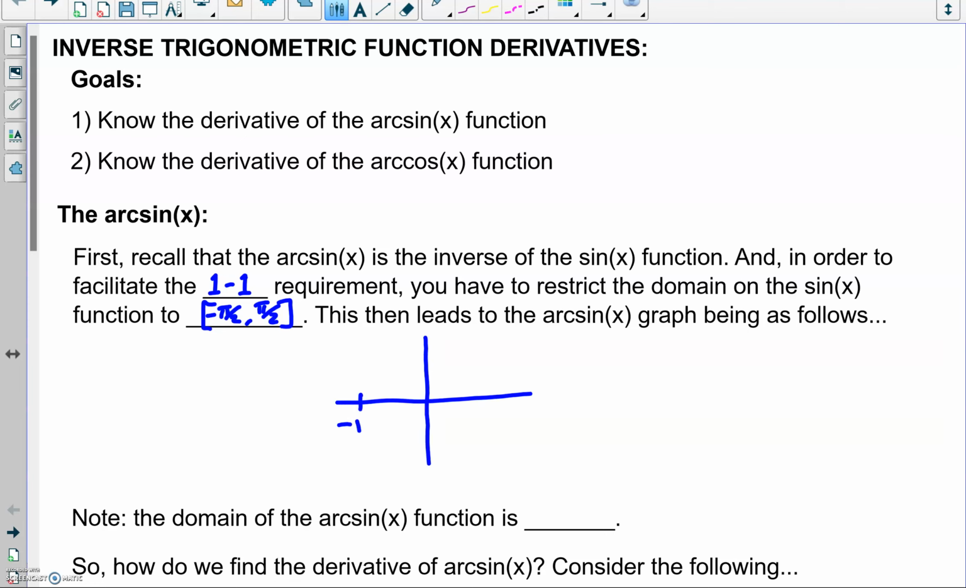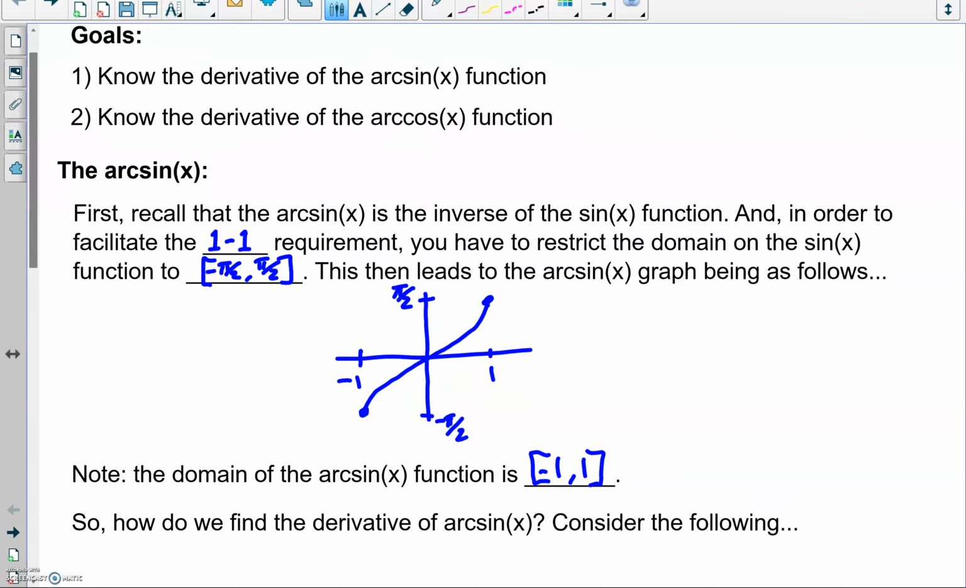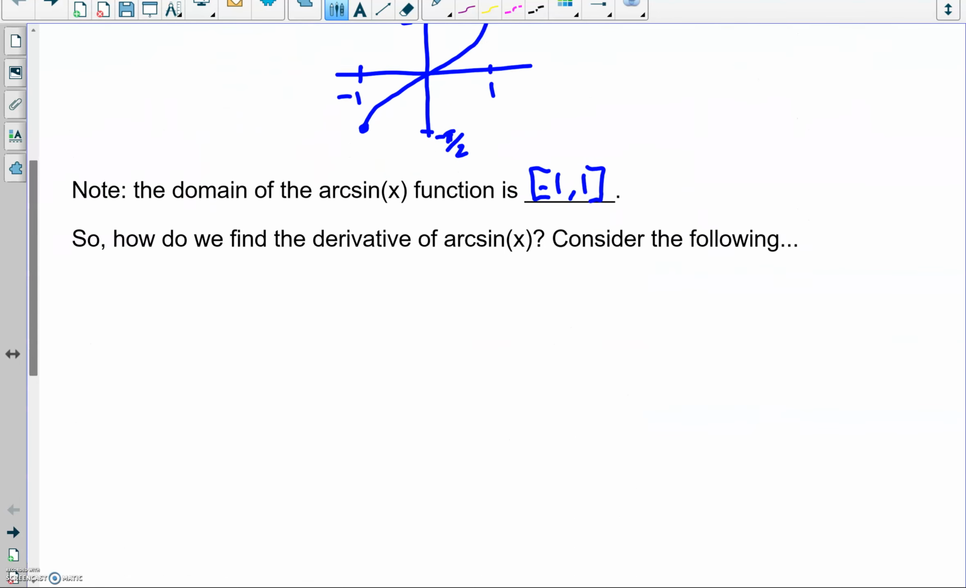So you get this negative 1 to 1 on the x-axis now, because you're flipping the domain and range when you make the inverse, and you get this little graph that looks something like this. And the thing to note here is that the domain of the arcsine is negative 1 to 1. And that's going to come back when we start looking at the derivative result.